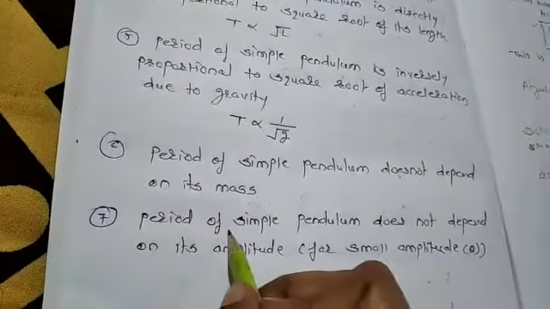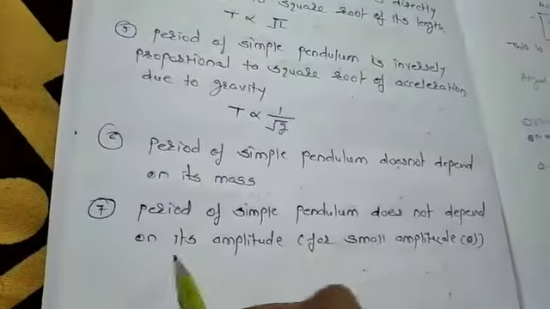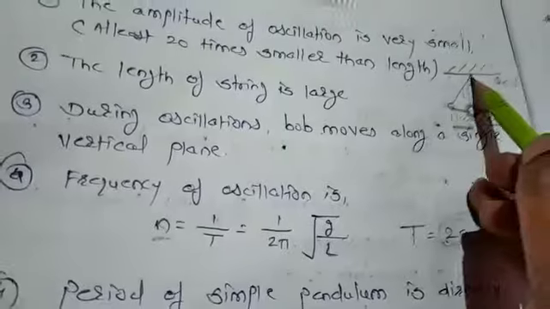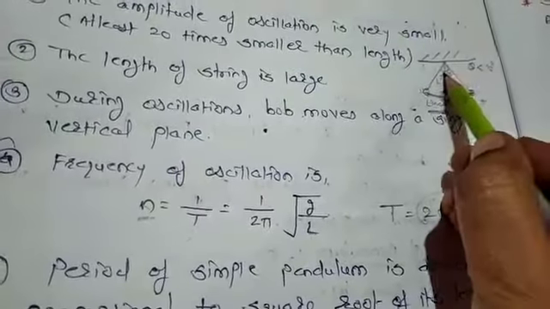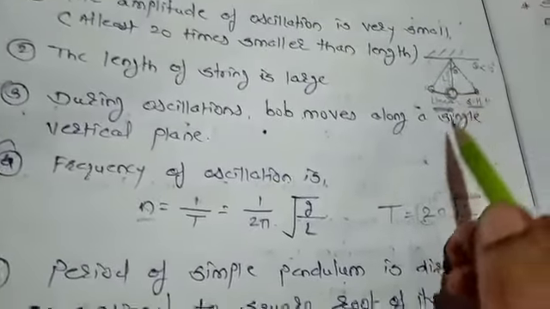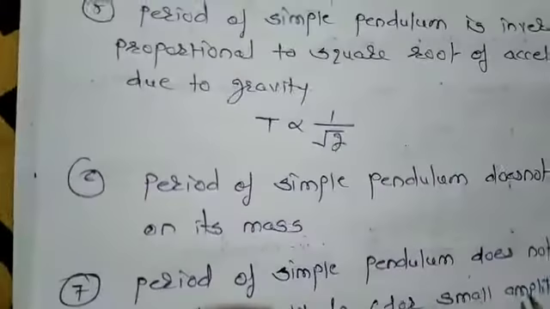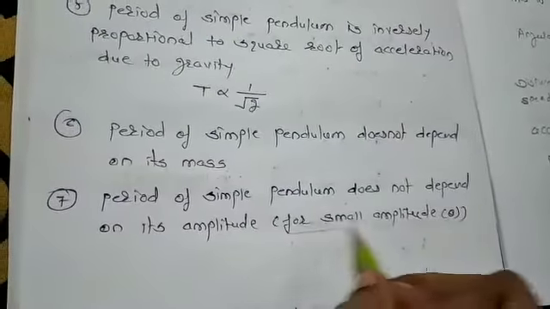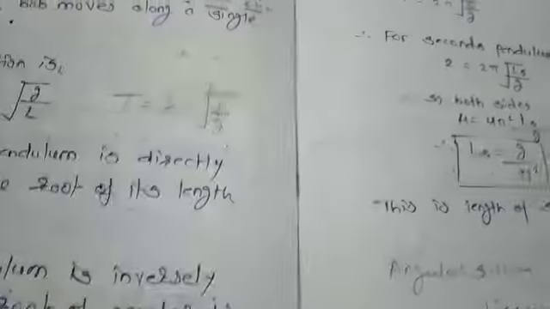The next is, the period of the simple pendulum does not depend on its amplitude for small amplitude theta. If this theta is small, then the period of the simple pendulum, that is t, is independent of the amplitude theta, and it applies for small amplitudes only. So this is about the laws of the simple pendulum.